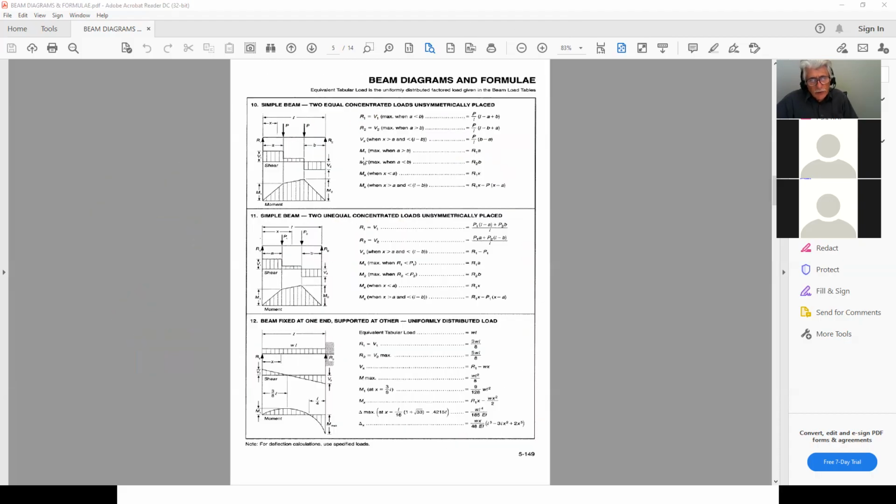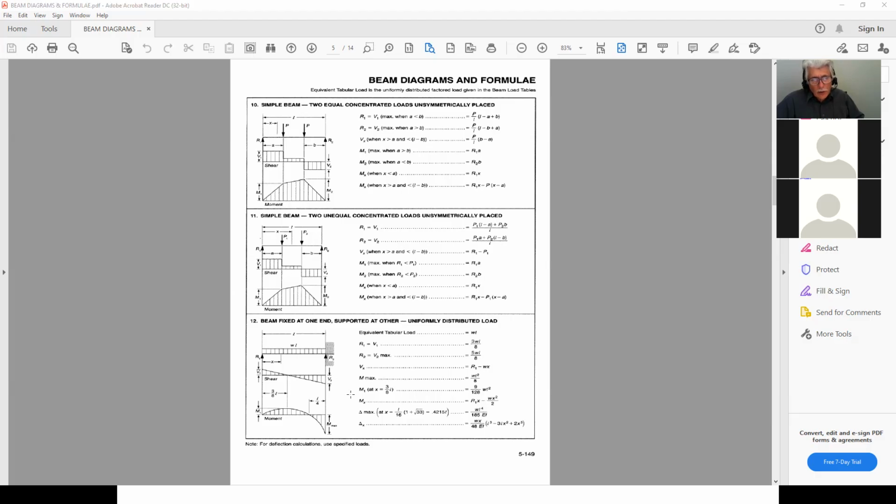And then of course it keeps going. Now here, if I have two concentrated loads, but they're not equally distanced from the ends, one happens to be different from the other, then I would use this diagram here. Okay, and if all of a sudden I want to know the values in between these two, then I would use this diagram here.